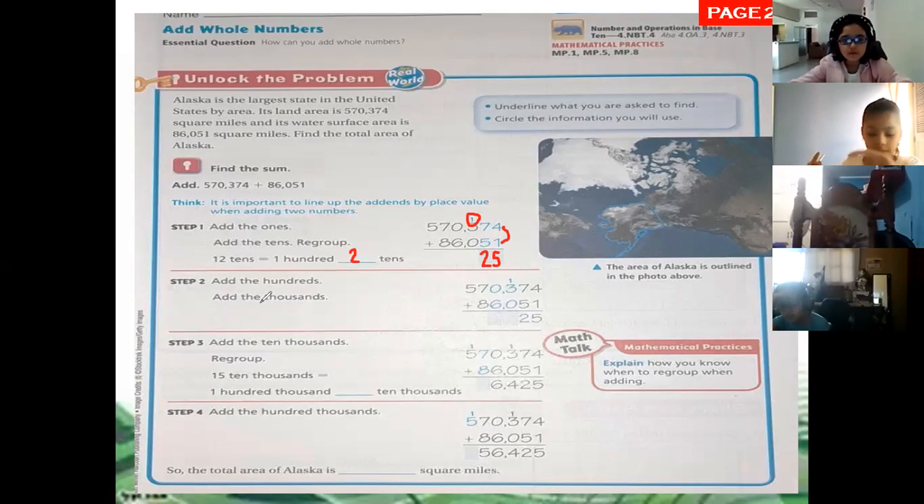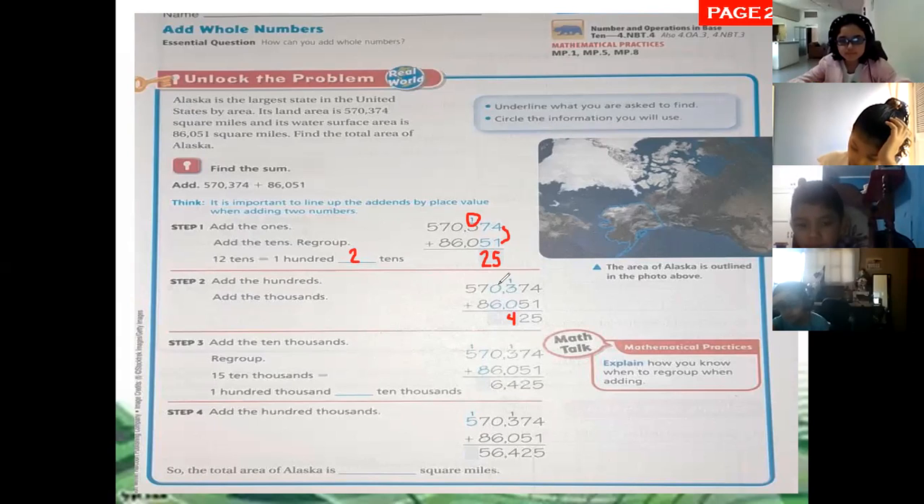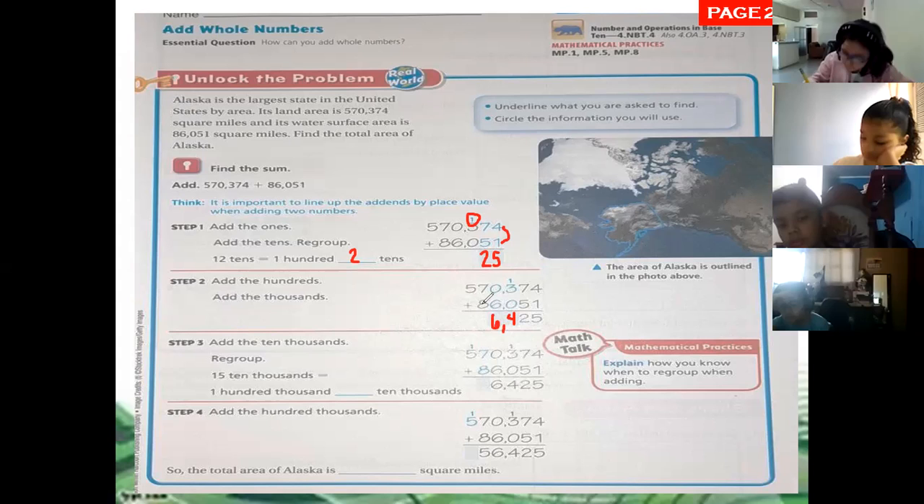Add the hundreds and add the thousands. 3 plus 0, 3. Plus 1 that I regroup is equal to 4. Okay, for Diego: 0 plus 6 is 6. Okay, Dana, 7 plus 8, Dana.